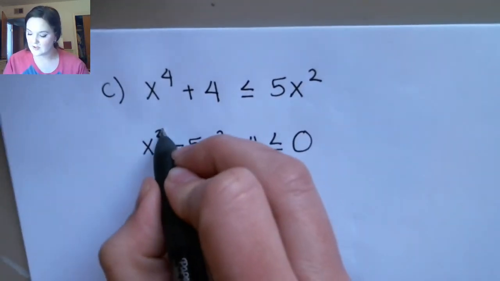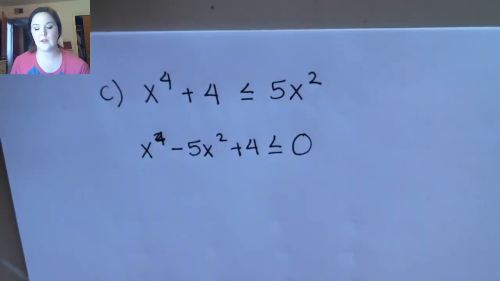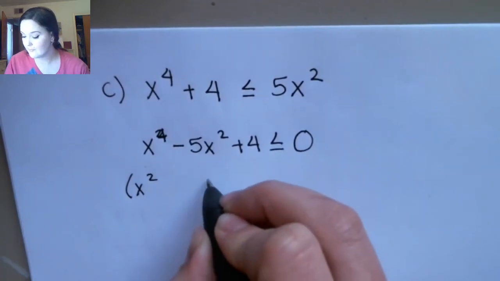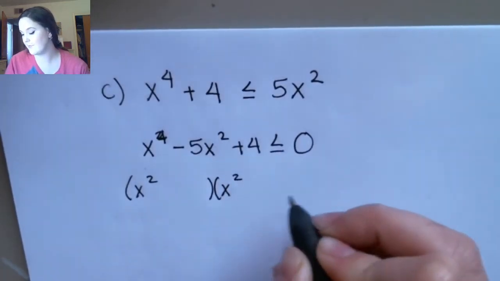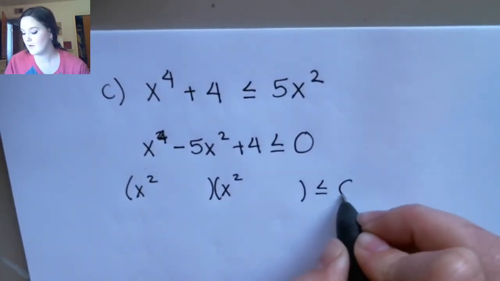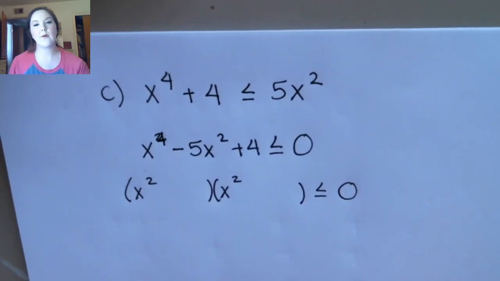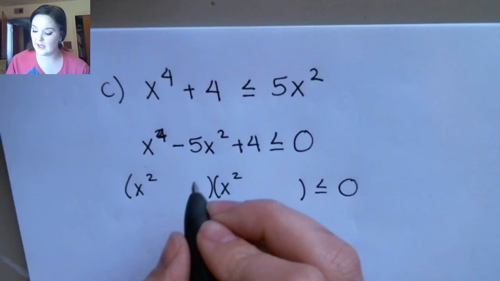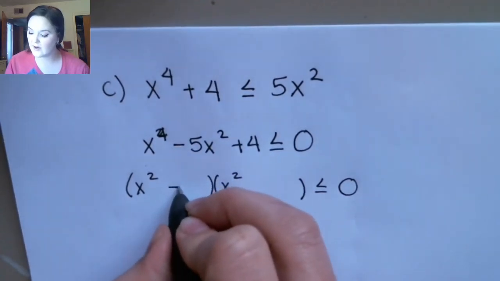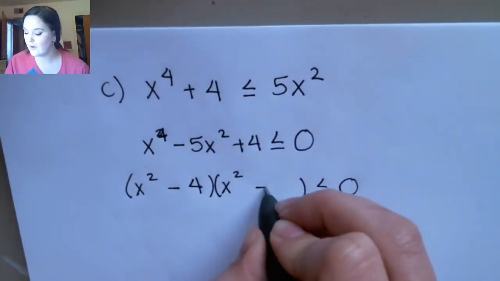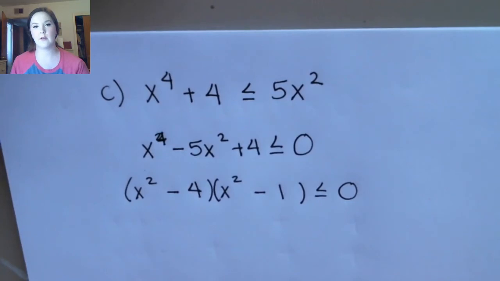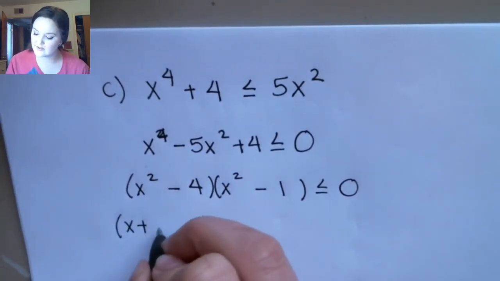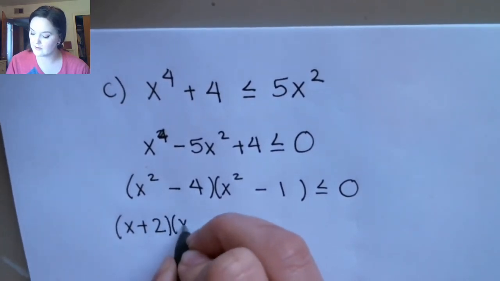Oops, I changed this to x squared for no reason. This is quadratic in form. And now I'm going to look for two things that multiply to +4 and add to -5. So I think that's -4 and -1. And then this is going to factor even more because this is the difference of squares.